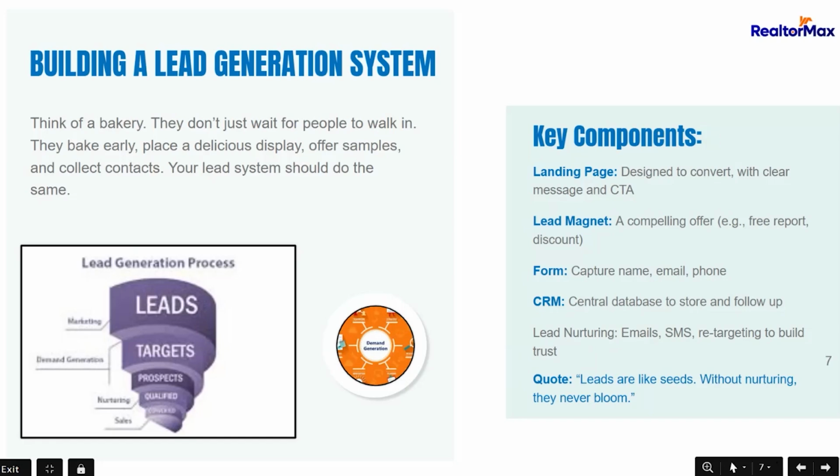Your landing page should have your form. The form will capture the lead's name, email address, phone number, maybe address if you want that. So basically, their contact information. Of course, the form is most likely linked to your CRM, which is a database to store your leads, so that you can have access to your leads, follow up, and nurture them. You nurture your leads through emails, SMS, WhatsApp messages, calls, or retargeting to build trust.